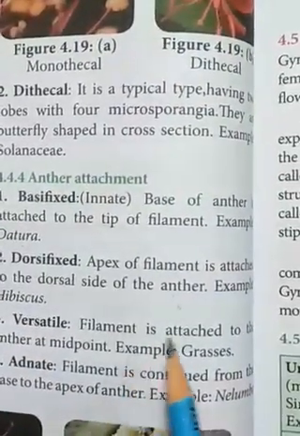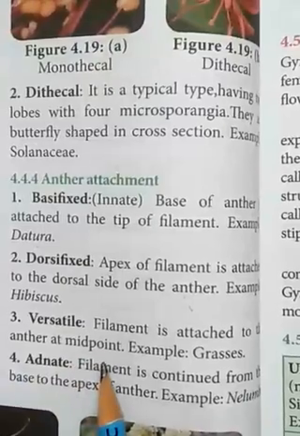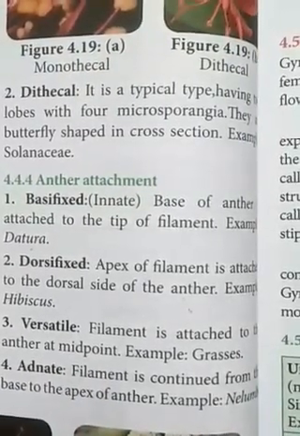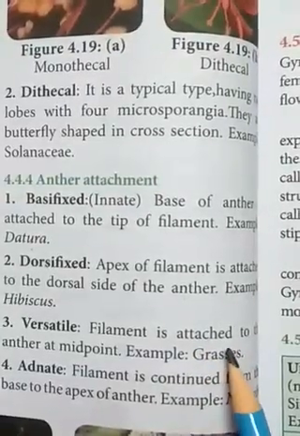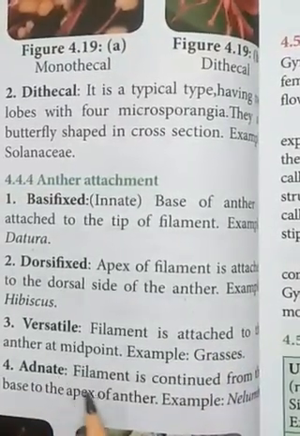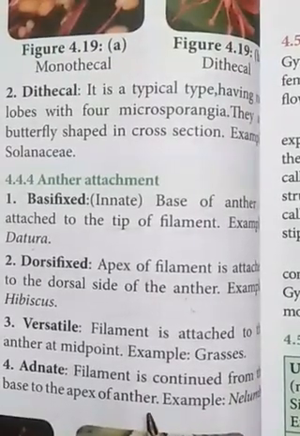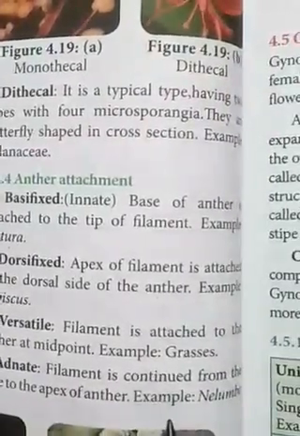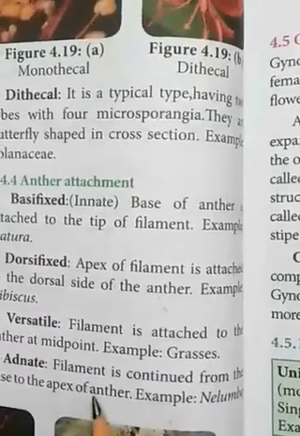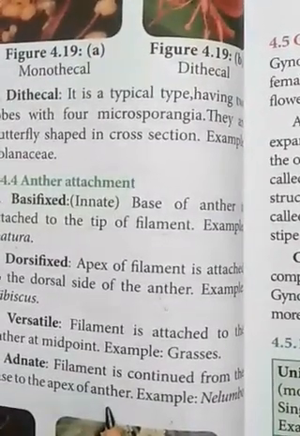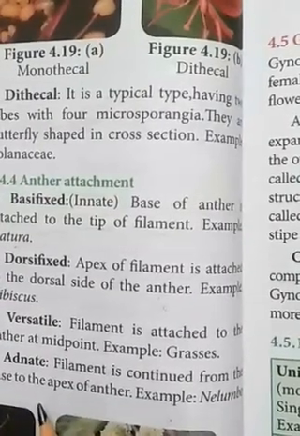Versatile. Filament is attached to the anther at midpoint. Just a slight touch will be there. This is called versatile. Example, you can find this in grasses. Next, adnate. Filament is continued from the base to the apex of the anther. Example in Nilambu. So here we have studied that when the filament is present till the tip of the anther, then it is called the adnate type.